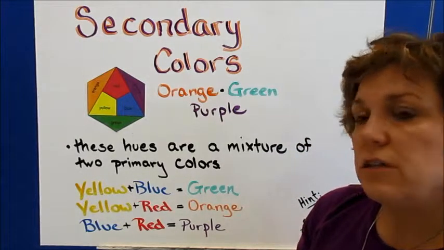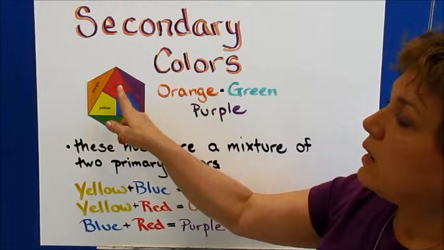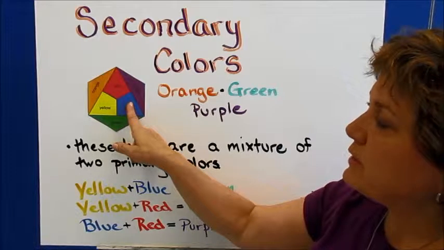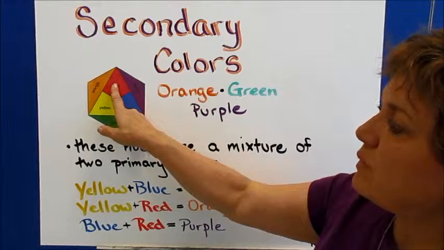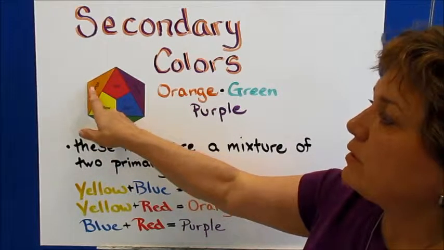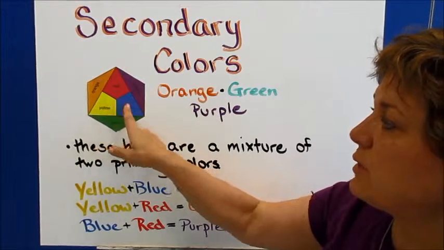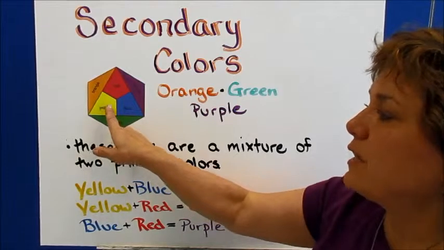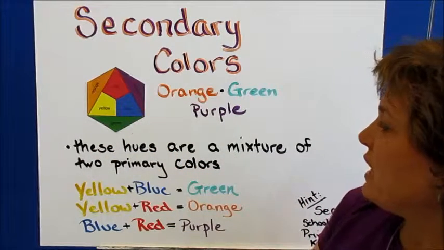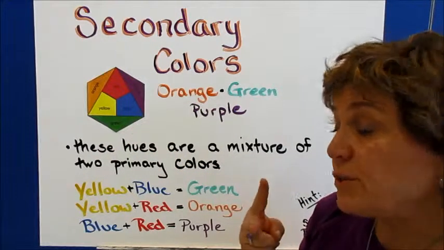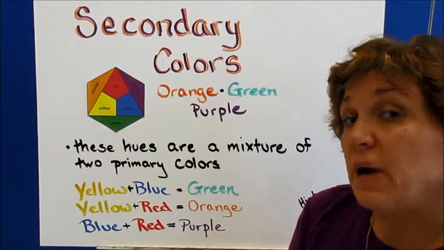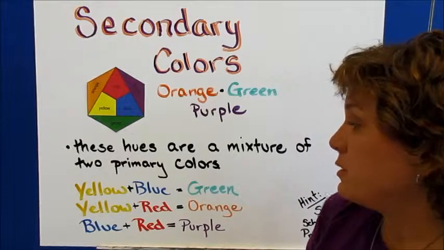Secondary colors are colors that you get when you mix 2 primaries together. If you mix red and yellow together, you get orange. If you mix red and blue together, you get purple. If you mix yellow and blue together, you get green. These hues are a mixture of 2 primary colors, typically about a 50-50 mixture.